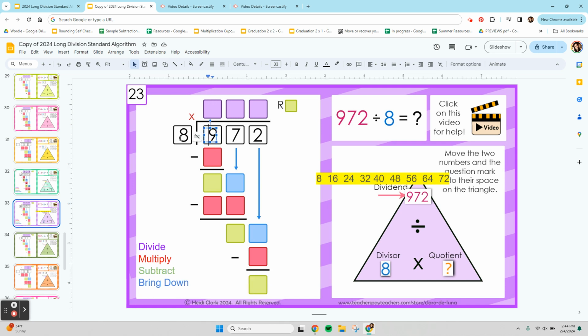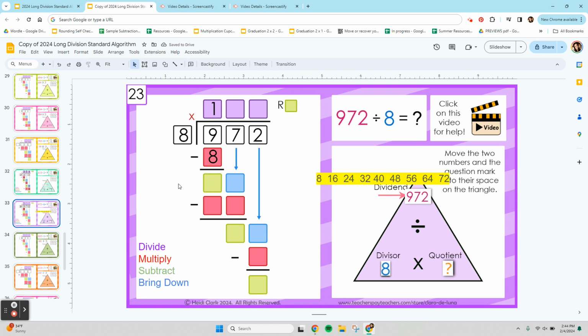9 divided by 8. So how many 8s can fit into 9? Well, 1 8 is 8, and 2 8s is 16, and that's too far. So 1 8 can fit into 9. Next step is to multiply the last thing you touched back down with the 8. 1 times 8 is 8.